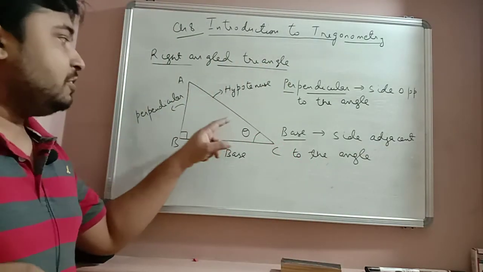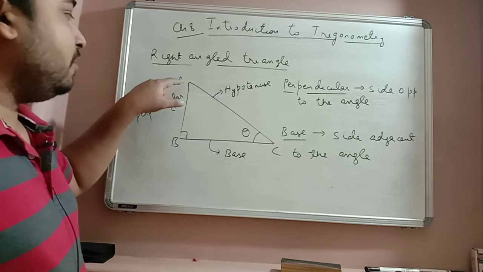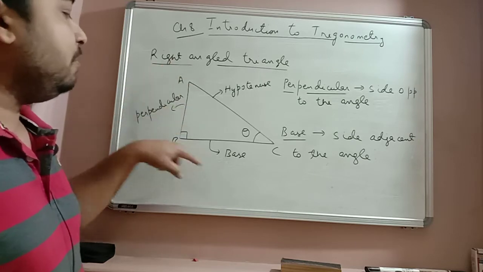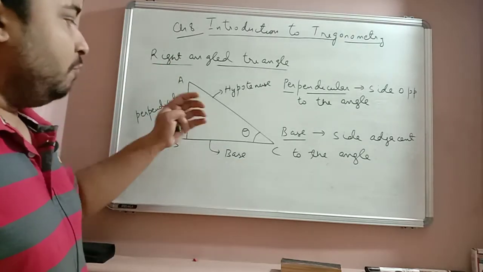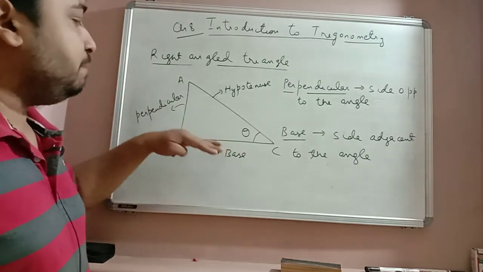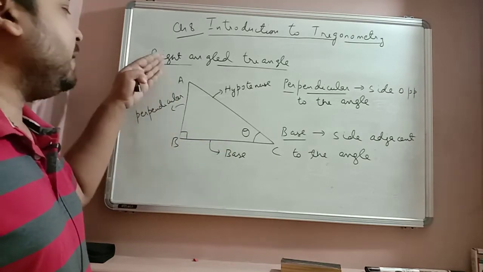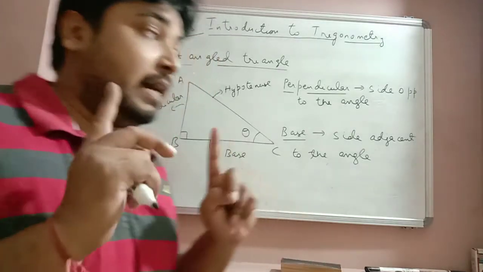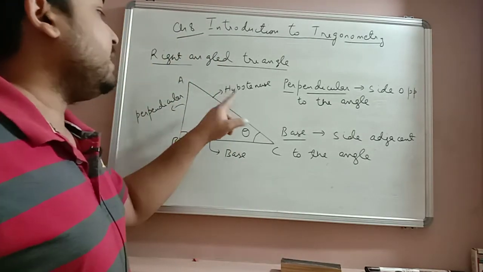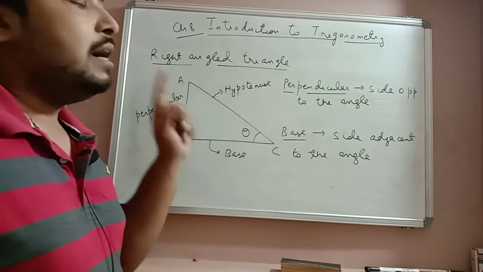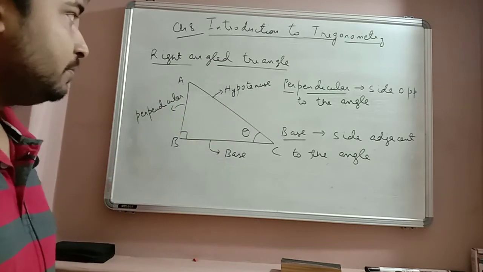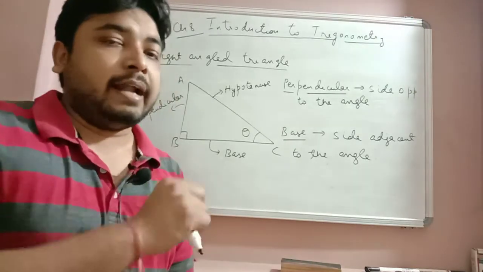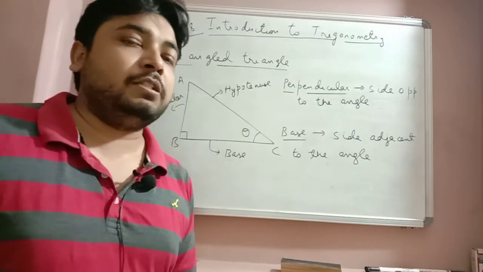Now if I change this angle, if I consider angle A, then my base will be AB and my perpendicular will be BC. For angle C, my base is BC and my perpendicular is AB. So perpendicular and base can change depending on the angle, but the hypotenuse is always fixed, that is, the side opposite to the right angle is the hypotenuse. Alright, so this was some important information regarding the right angle triangle which we will use in further sections.